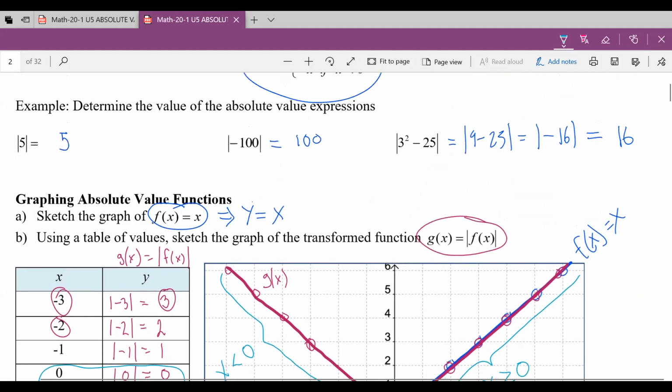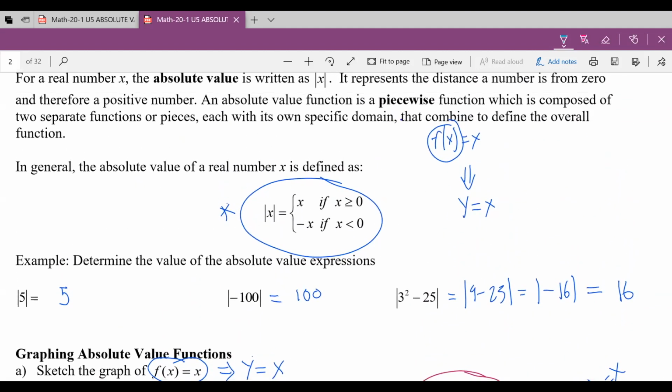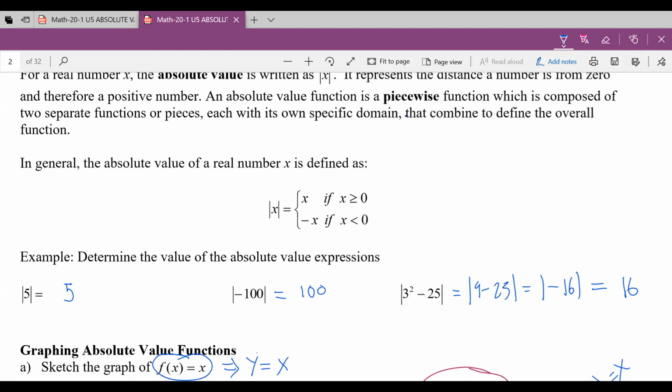So let's go back up here and look at this definition, see if we can't figure out a little bit about what this definition means. The absolute value of x equals x when the x values are greater than or equal to 0, but it equals negative x when values of x are less than 0. So let's take a look at values of x that are greater than 0.